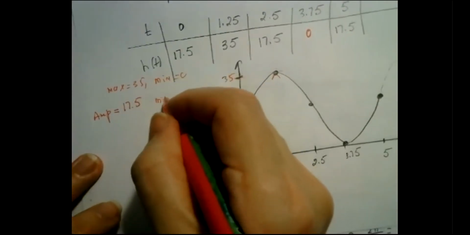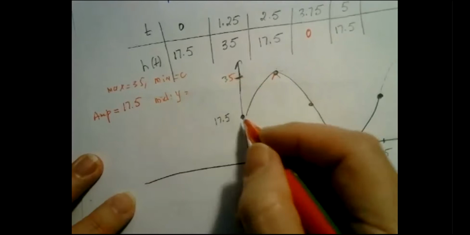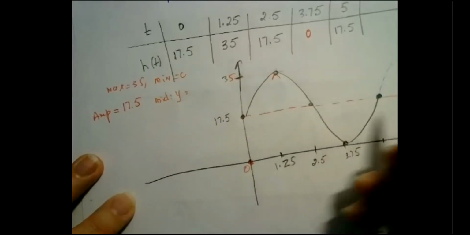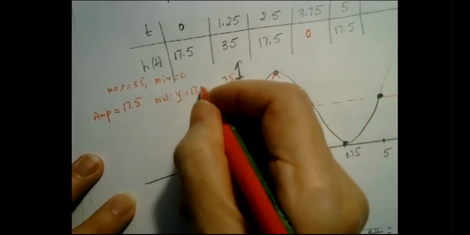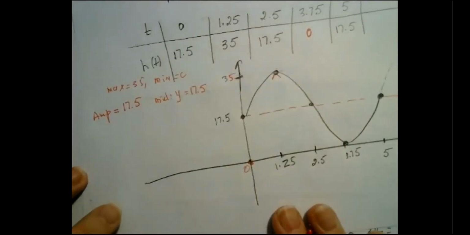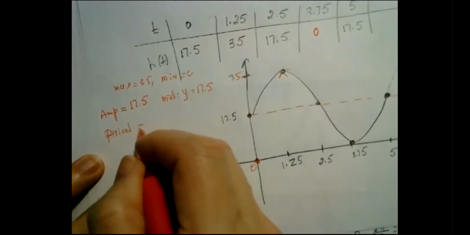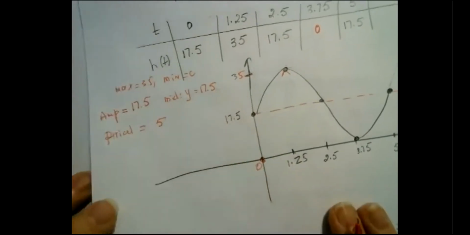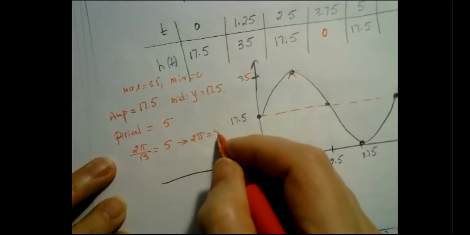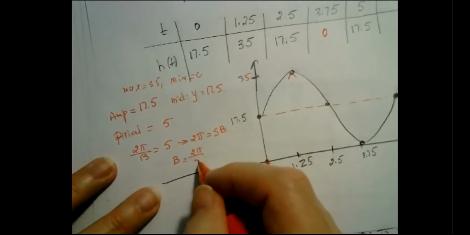Now the midline, in this particular scenario, the midline is y equals 17.5. Okay, the period is 5. Now we know that we want the b. It means 2 pi over b is 5. Let's give me that 2 pi is 5b. The b is 2 pi over 5. That gives me the b.